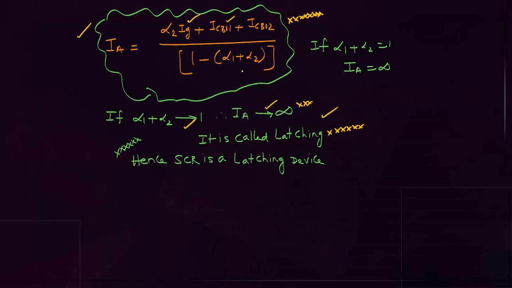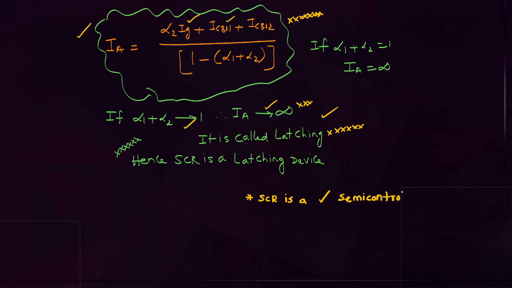By using this equation, we can clearly understand what exactly gate triggering is and what exactly temperature triggering is. We can also prove that SCR is a positive feedback control device or regenerative device. Friends, very important points you have to remember. SCR is, we already know, a semi-controlled device.